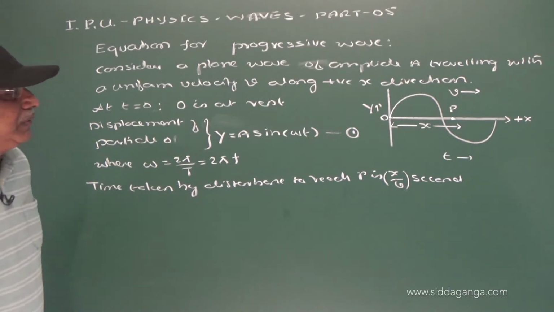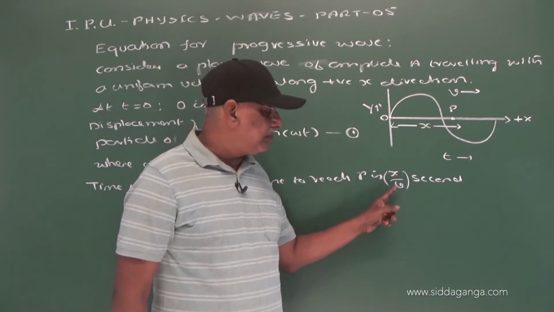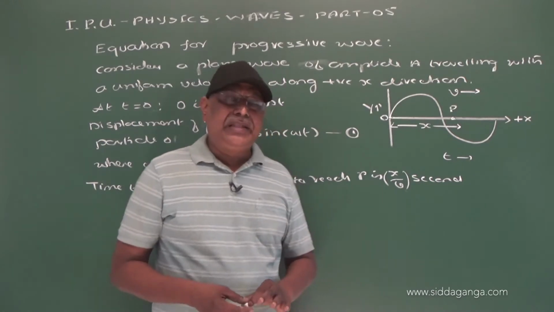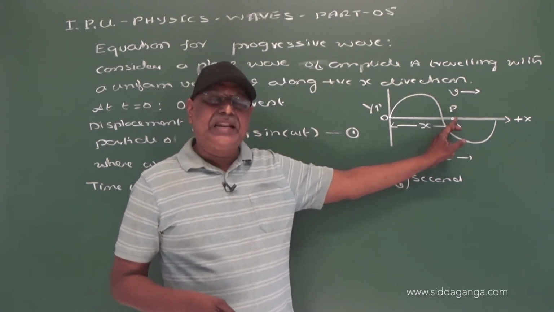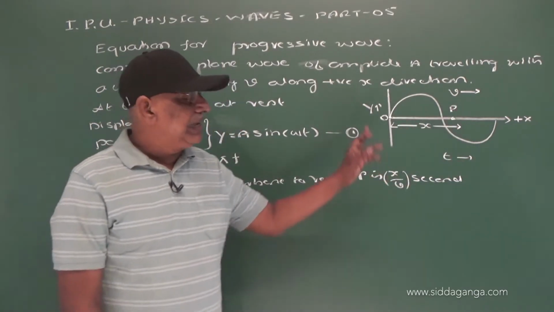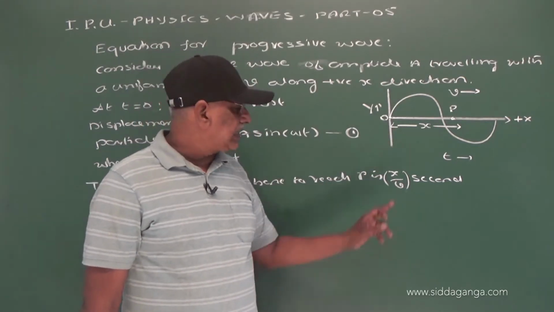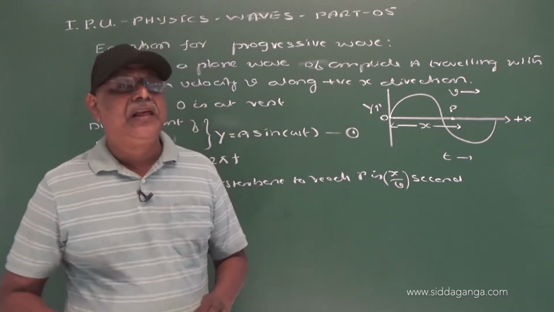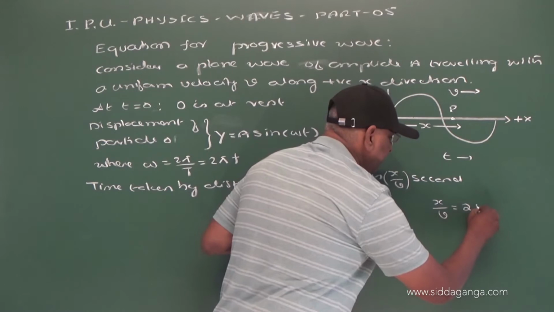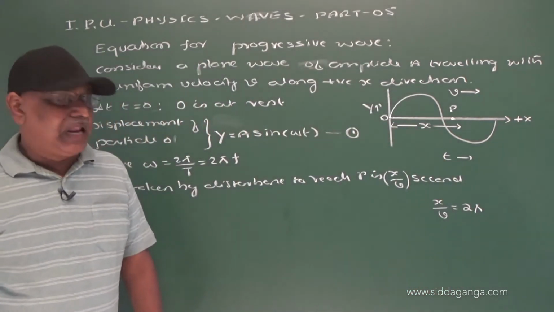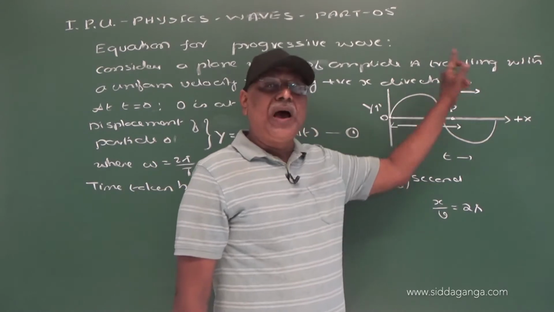Now, as the particle P begins to vibrate after x by v second, the state of vibration of particle P at any instant of time t is the same as the state of vibration of the particle at O at a slightly earlier time, t minus x by v second. For example, we will take x by v equal to 2 seconds, right. So the disturbance takes 2 seconds to reach the point P after O has been disturbed.